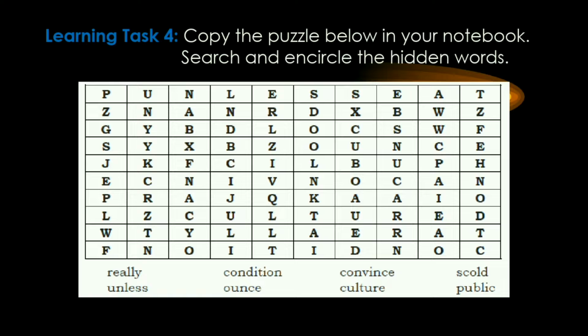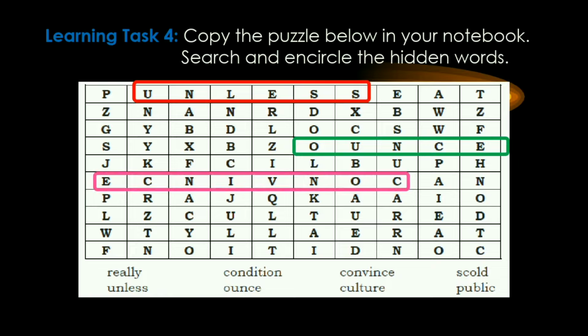Okay, so let's check your answers. So we have the first word. Unless is found on the topmost part of the puzzle. We also have the word ounce. Okay. We have convince. Okay, we also have scold.